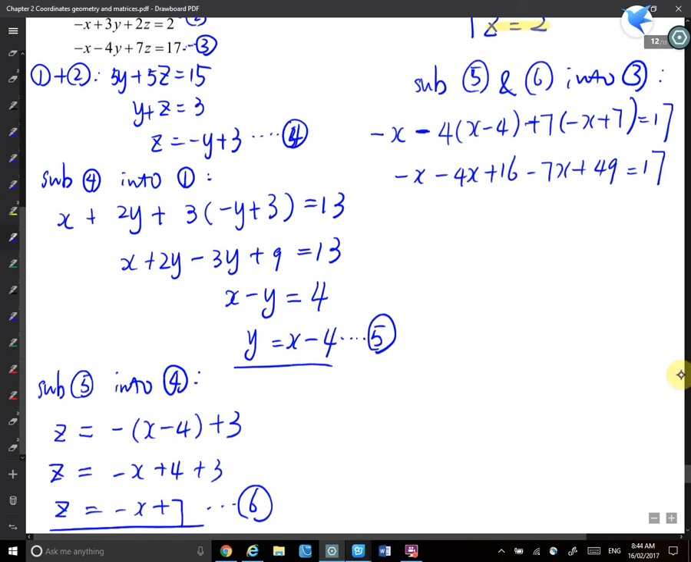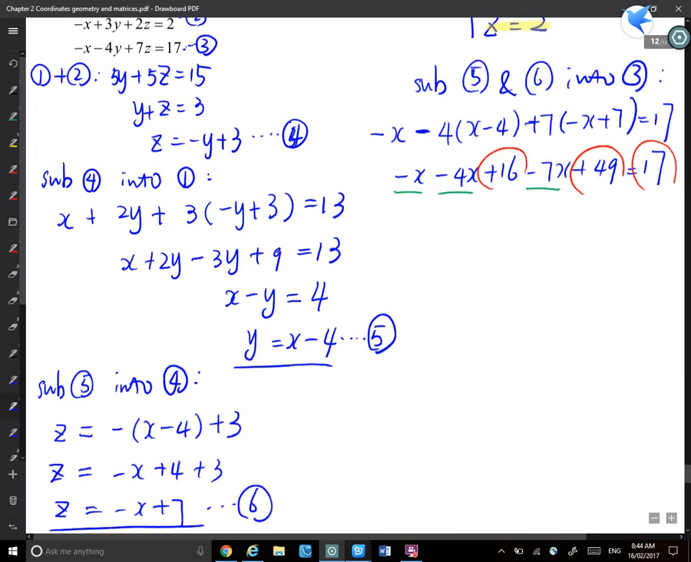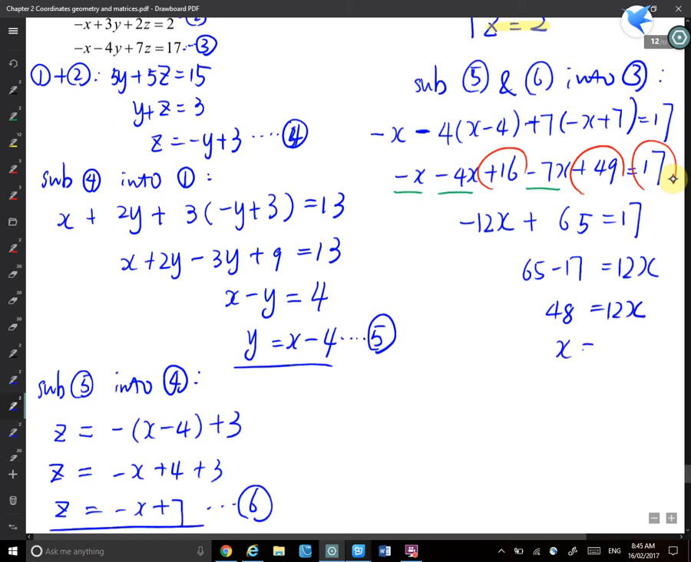Okay, so we have that, and we have this, and this. So it's minus 12x plus 65, and 17. So 65 minus 17 equals 12x. 48 equals 12x. x equals 4.